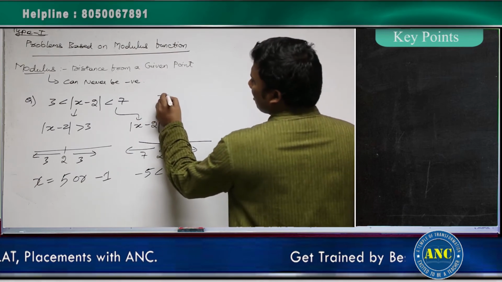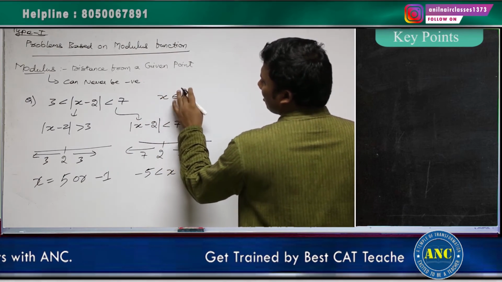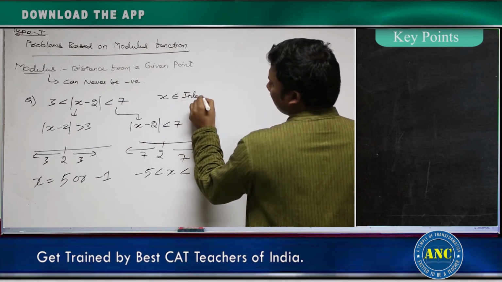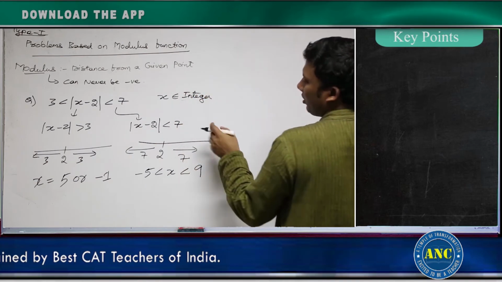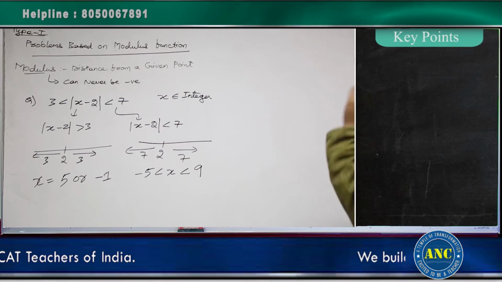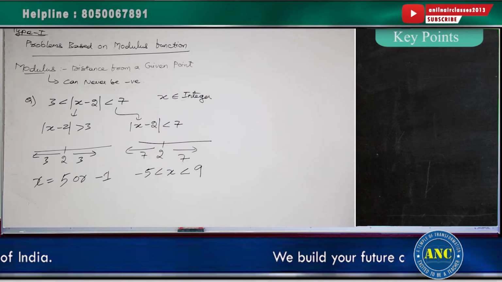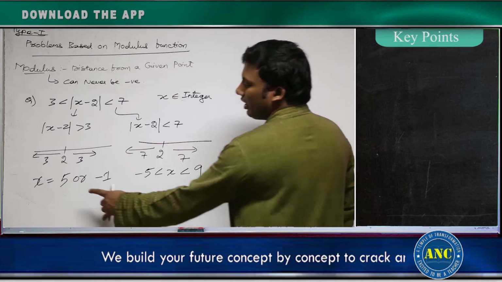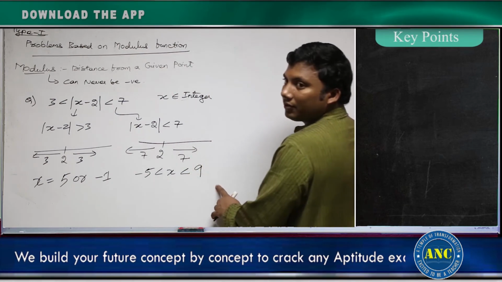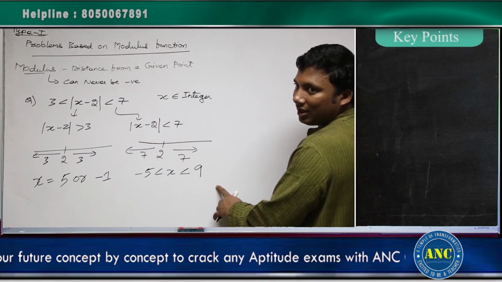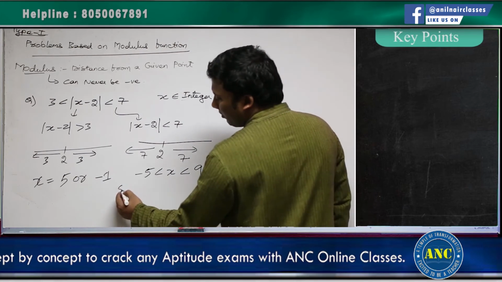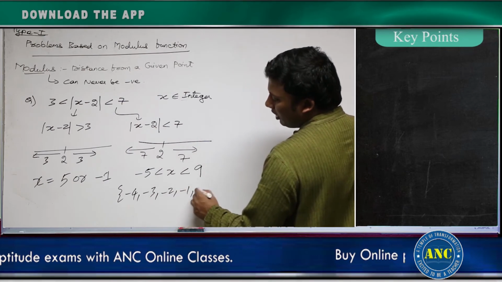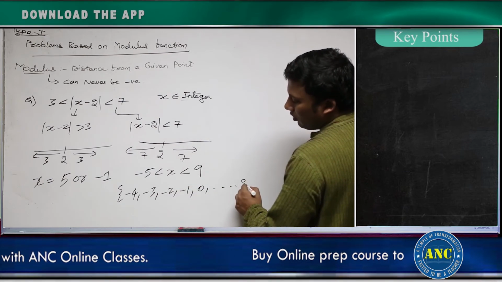To get some finite values, let us take the question as x is an integer, because otherwise you might get some infinite values. Does 5 lie between minus 5 and 9? Yes. So what are the values? Minus 4, minus 3, minus 2, minus 1, 0 and so on up to 8.